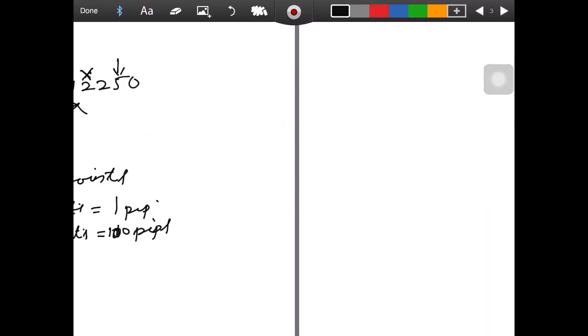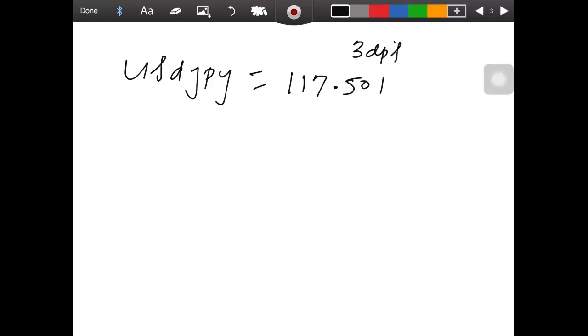So this is for the regular currency pairs. Let's look at an example for a JPY currency pair. So USD JPY, let's say the exchange rate is at 117.501. So this always has 3 decimal places, while the regular ones always have 5 decimal places. For the JPY pairs, it always has 3 decimal places.